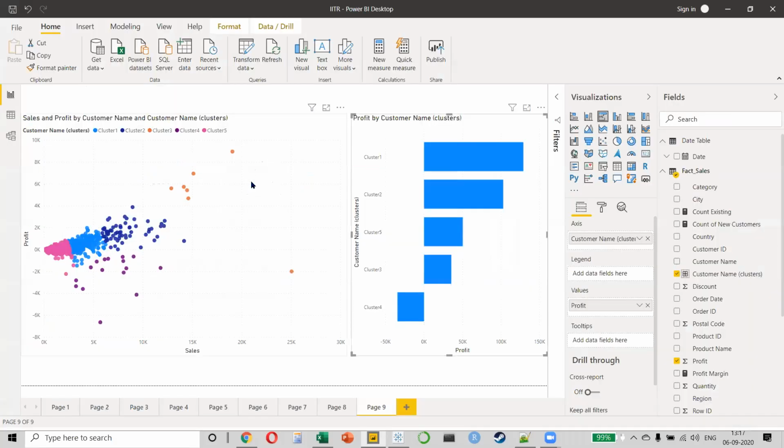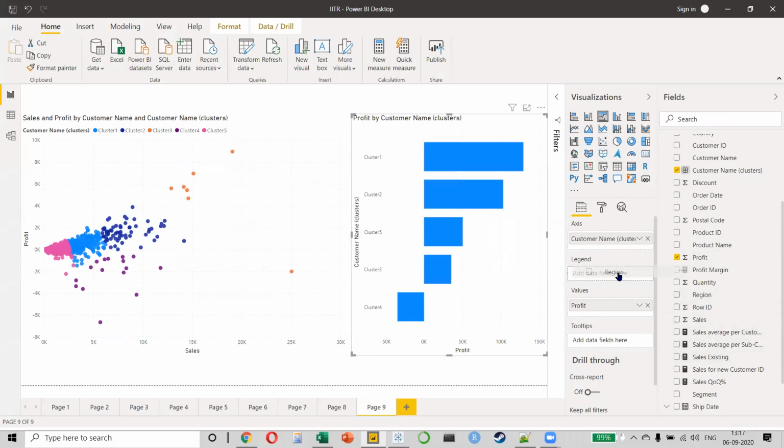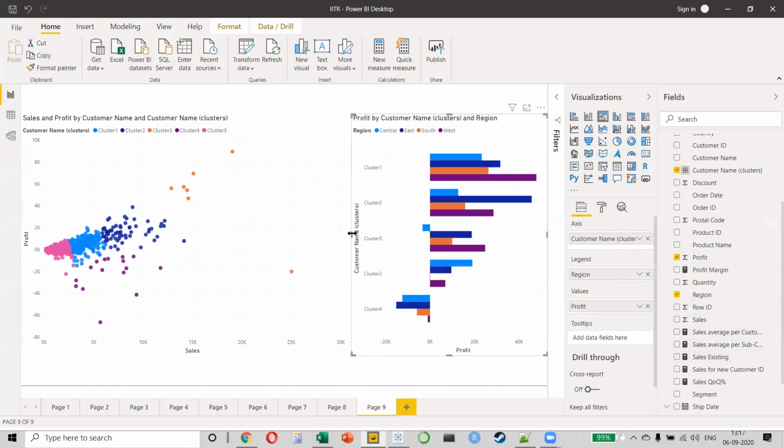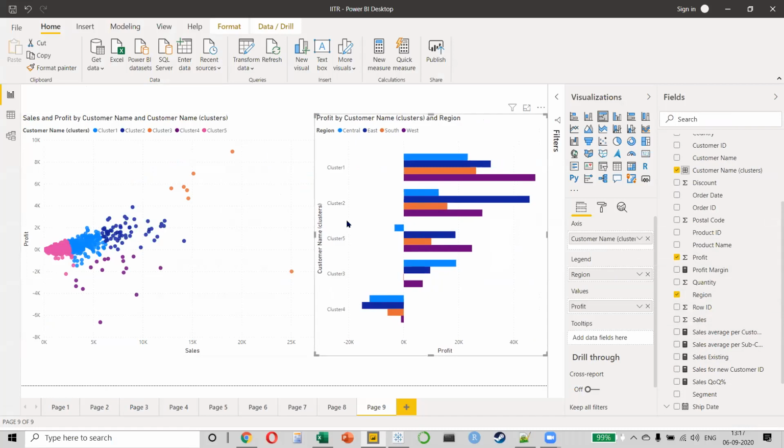The same thing I can do here also. If I put my region in my legend, what will happen? Very interestingly, it will show you that even though cluster 2 as a whole or cluster 5 as a whole is profitable, if you look at this part, central region is actually a negative profit, right?